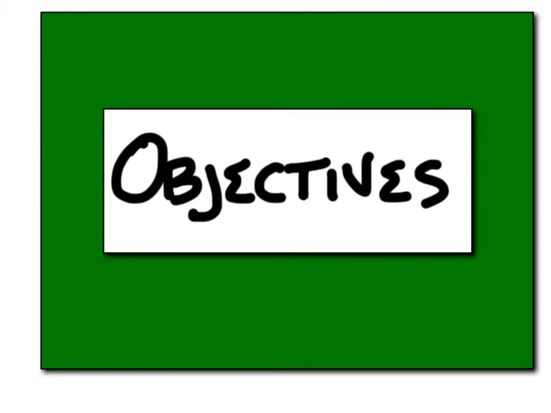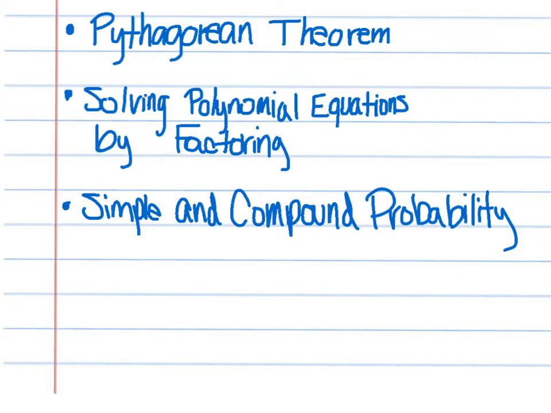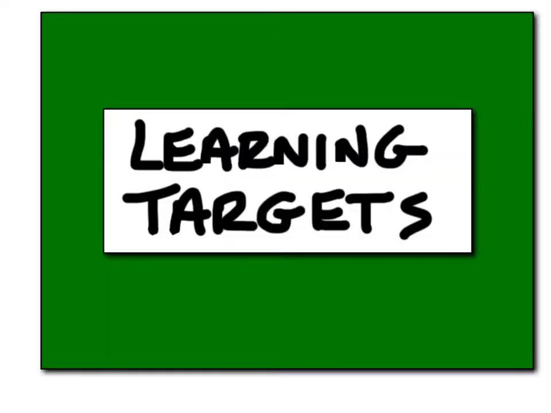Okay, objectives for today. We're going to be doing the Pythagorean theorem, solving the polynomial equations by factoring, and simple and compound probability. Our learning target is to review for your test tomorrow. Or I put study. That should say review. Sorry. That should be review.